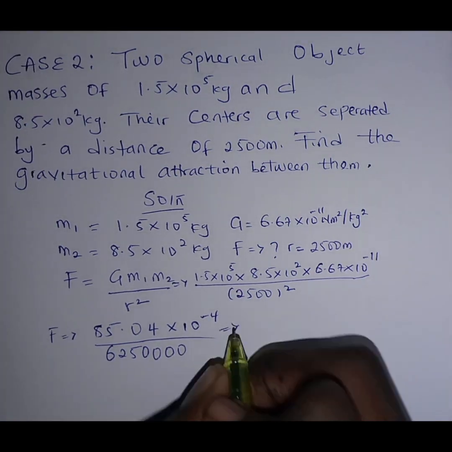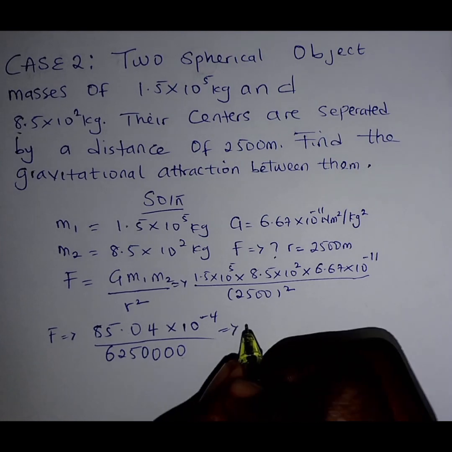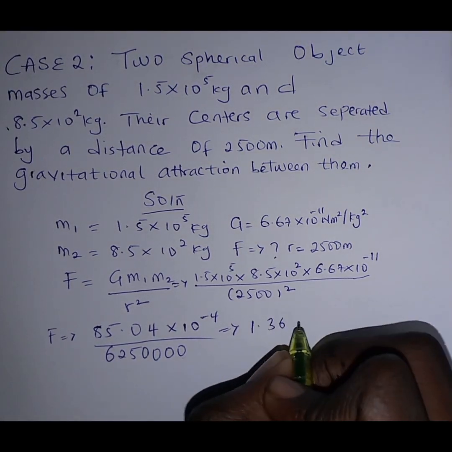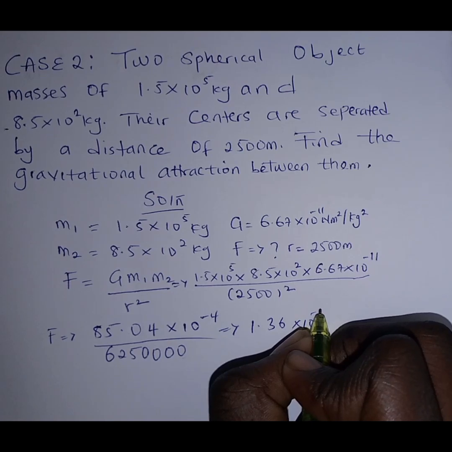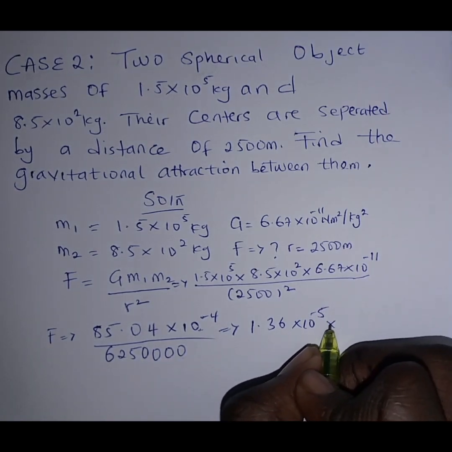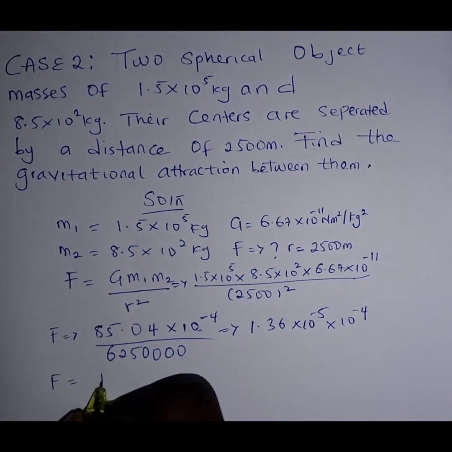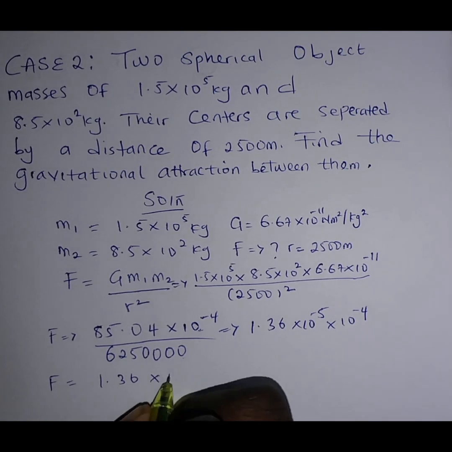Now what do we do next? Divide 85.04 with the denominator, which is 6,250,000. So 85.04 divided by the denominator, and then we have 1.36 times 10 raised to power minus 5. And now on the numerator we have times 10 raised to power minus 4 before. So therefore my force equals to 1.36 times 10.